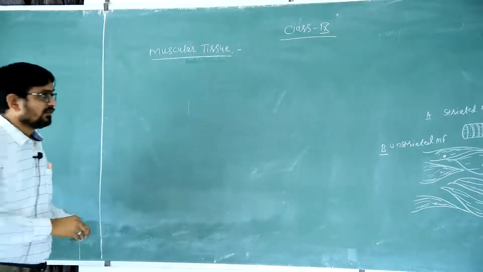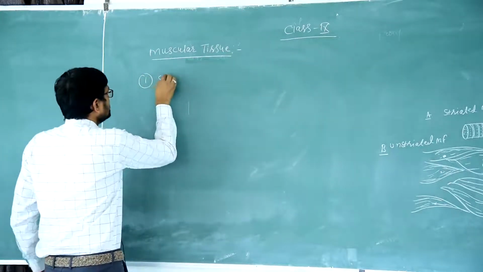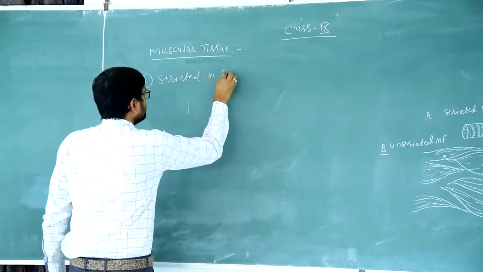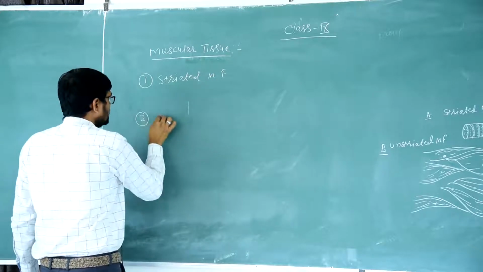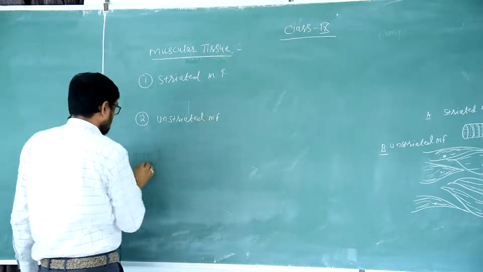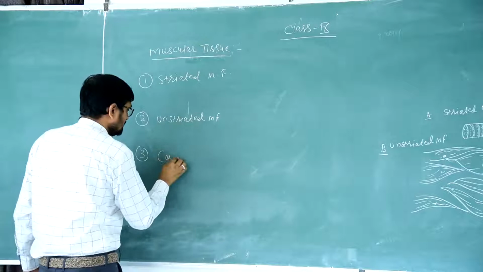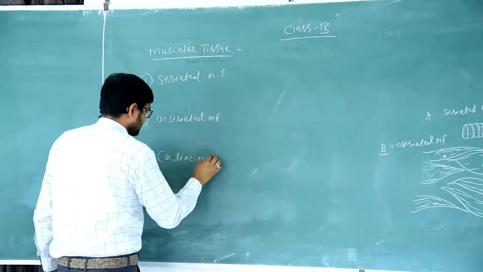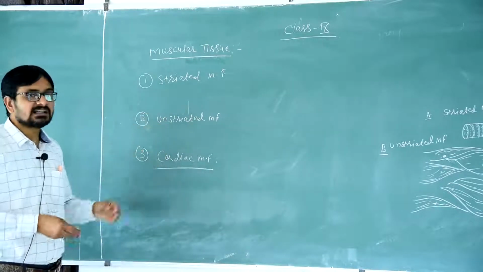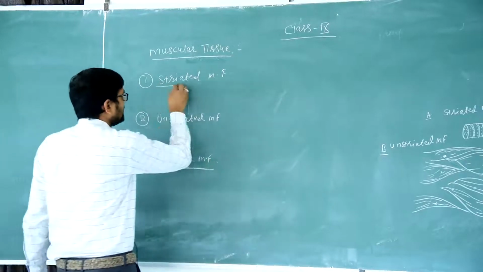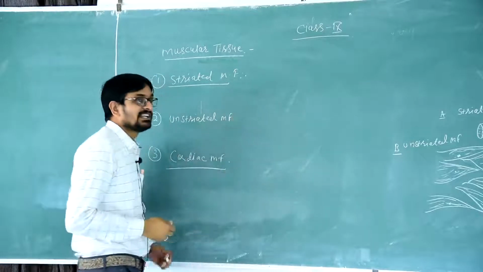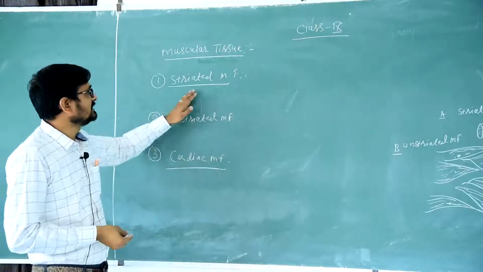See, the first is striated muscle fiber, we can say. Second one, unstriated muscle fiber, and third one is cardiac muscle fiber. Striated, unstriated, and cardiac muscle fiber. What is striated? Why is it called striated? It has alternate light and dark bands. That's why it is called striated muscle fiber.